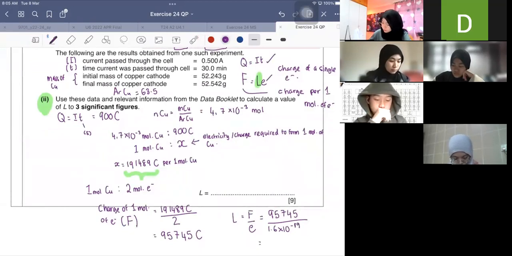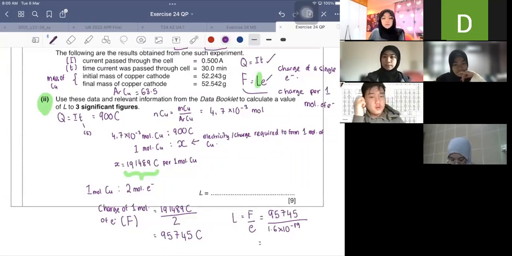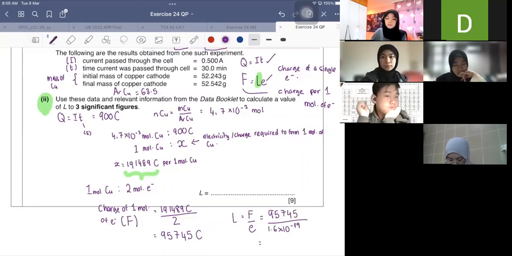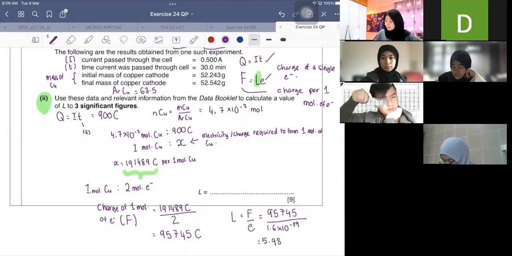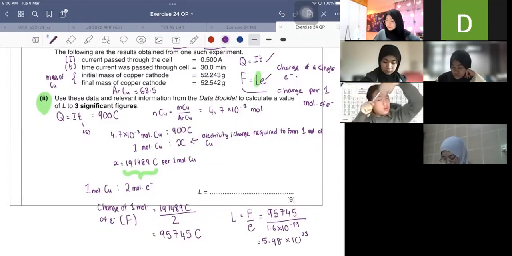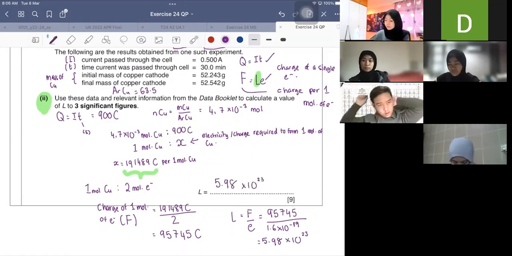Hopefully, we will get something familiar because L is Avogadro's constant. Hopefully, we will get something close to 6 times 10 to the power of 23, although it will not be as accurate. Again, for the same reason, we are using experimental results to find our Avogadro's constant. 95745 divided by 1.6 to the power of minus 19. So I got 5.98 times 10 to the power of 23, which is close to 6 times 10 to the power of 23. Okay, so that is how you use electrolysis to find Avogadro's constant.